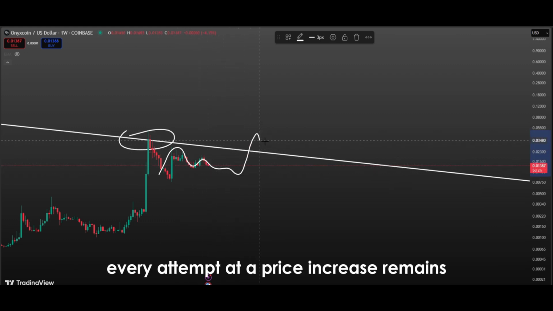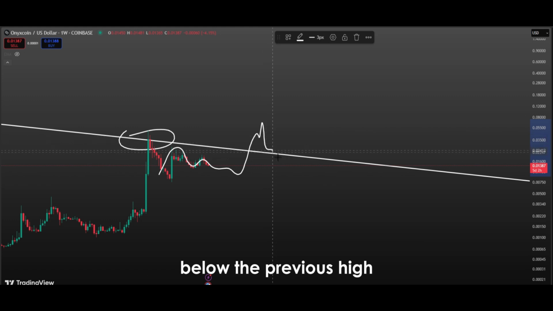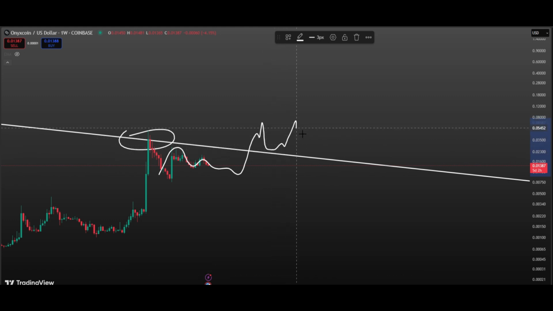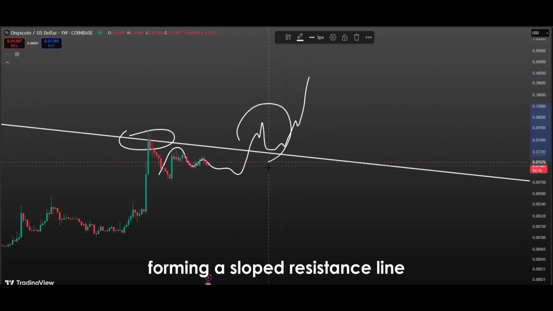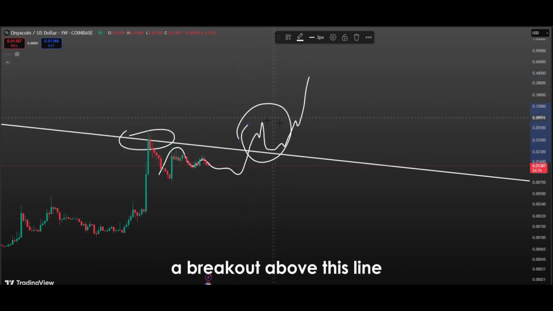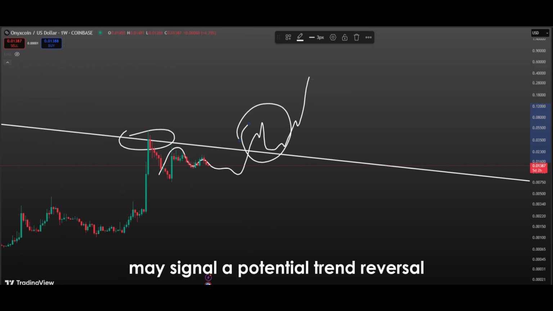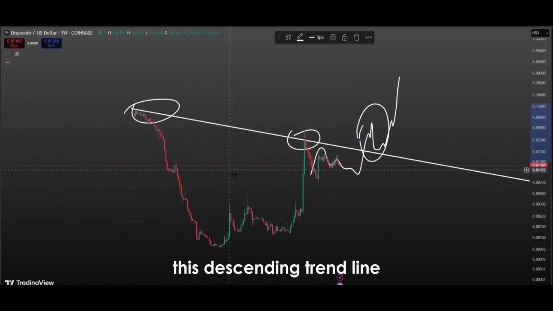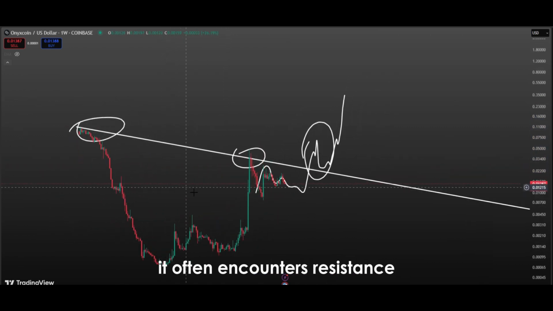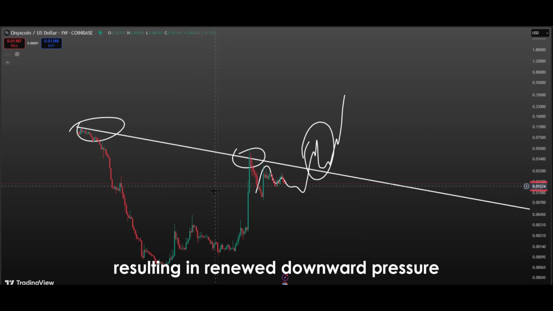Every attempt at a price increase remains below the previous high, indicating continued selling pressure. The descending trend line is typically drawn by connecting these lower highs, forming a sloped resistance line. A breakout above this line may signal a potential trend reversal. Whenever the price approaches this descending trend line, it often encounters resistance, resulting in renewed downward pressure.